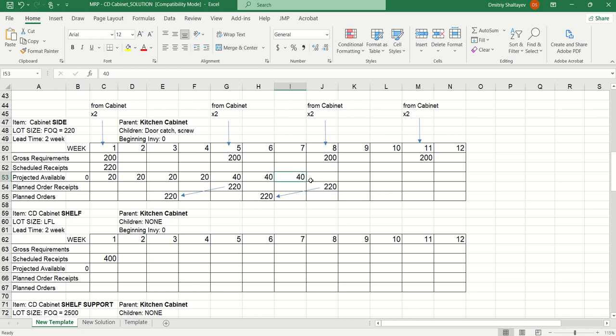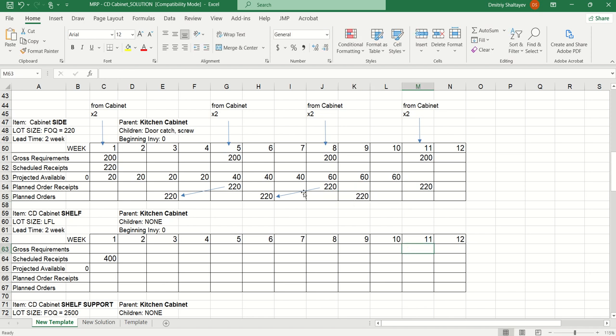40 are expected to be there from previous weeks. So that's 260 minus 200 I'm planning to use. That would give me 60 units available at the end of week number 8. And that's still going to be there in week 9 and in week 10, right? And again, for week 11, I do not have enough, which means let's plan to receive a 220 unit batch, and it should be started in week number 9.